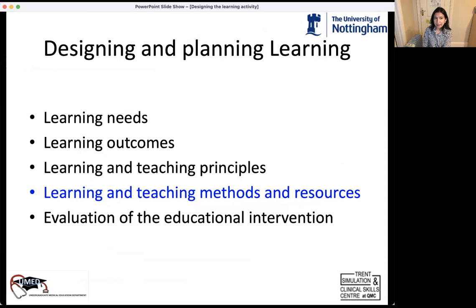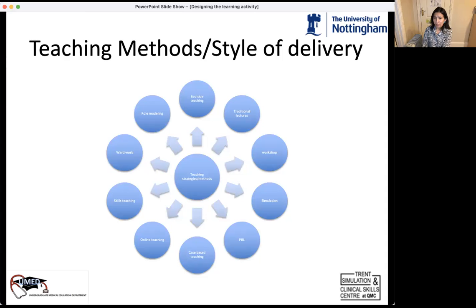Next thing we need to consider is learning and teaching methods and resources you are going to use for your teaching course. What style of delivery will you choose for your chosen topics and your intended outcome?